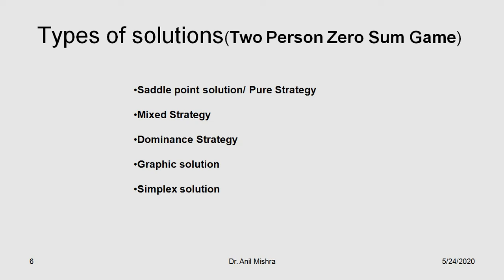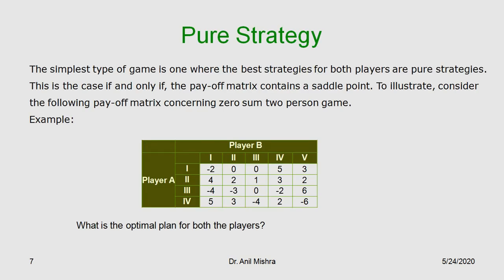Right now, in order to execute it, let's take an example. Here is a problem consisting of two players, player A and player B. This is the payoff matrix of player A. Player A has 4 strategies and player B has 5 strategies. These are the utilities: -2, 0, 0, 5, 3. Now, -2 means a loss of 2 for player A, which means a win of 2 for player B. And 0 means no one wins, neither player A nor player B.